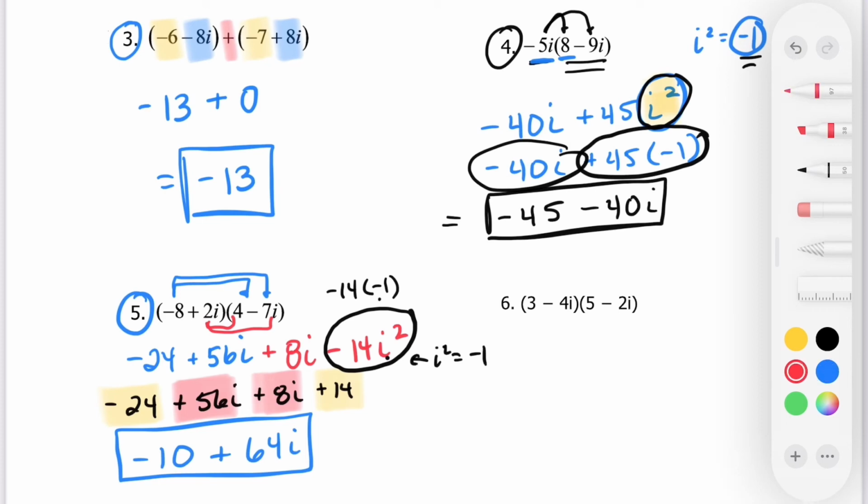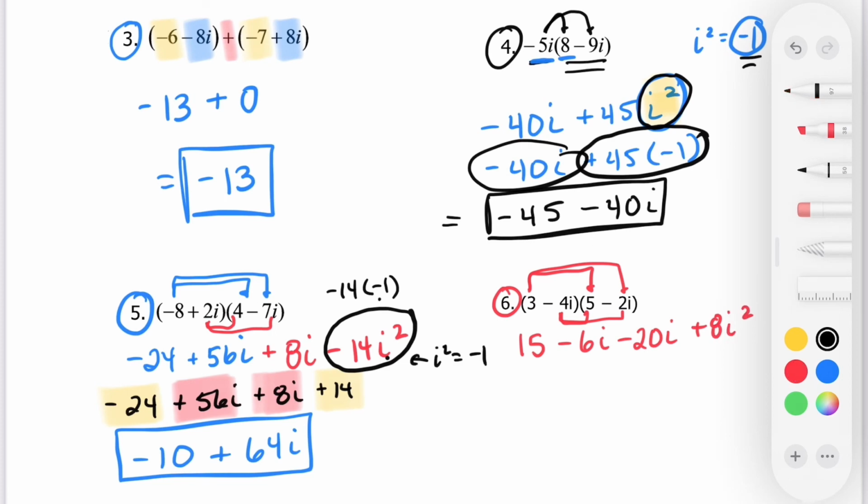All right, one final example to go through, and this one again is very similar to the one that we just did, where we're going to use that FOIL pattern to multiply this out. So let's go ahead. 3 times 5 is 15. 3 times negative 2i is negative 6i. Negative 4i times 5 is negative 20i. And then negative 4i times negative 2i is positive 8i squared.